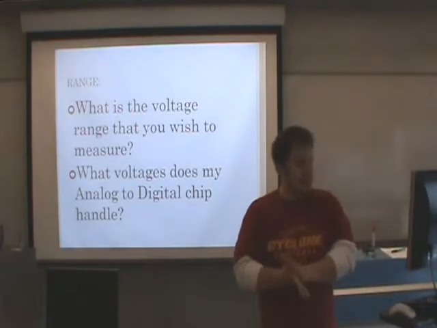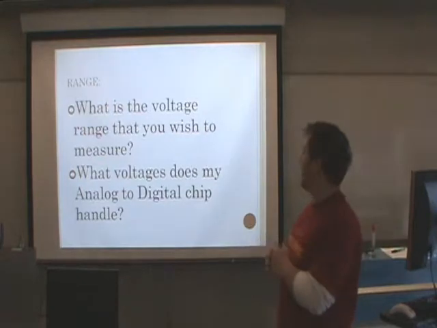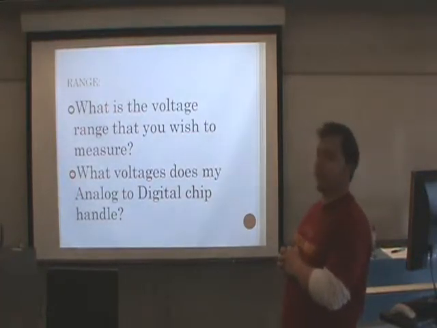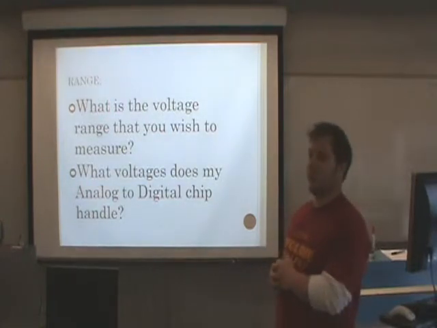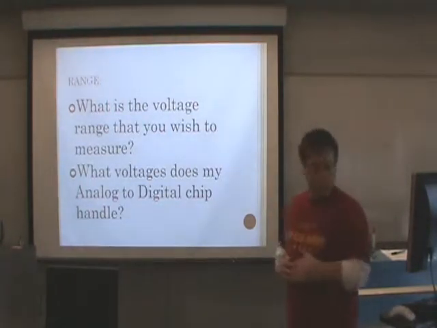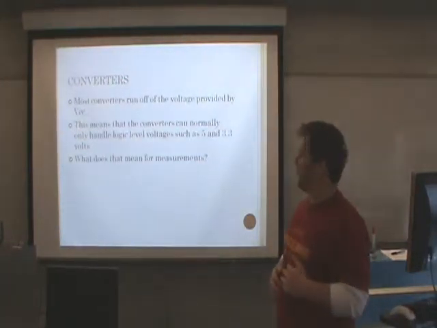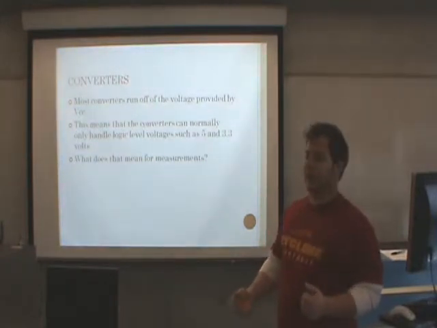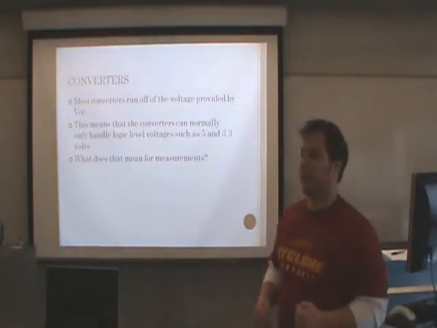Alright, range. Range is the voltage range that you can actually measure with your analog to digital device. So when you're looking for an analog to digital device, you want to make sure the range fits your needs, or that you can change the range with physical components to meet your demand. For most chips, the analog to digital conversion chip is powered off the VCC. So if you have a 5-volt logic chip, you're going to be able to measure between 0 and 5 volts. If you're using 3.3, you'll probably be able to measure between 0 and 3.3.